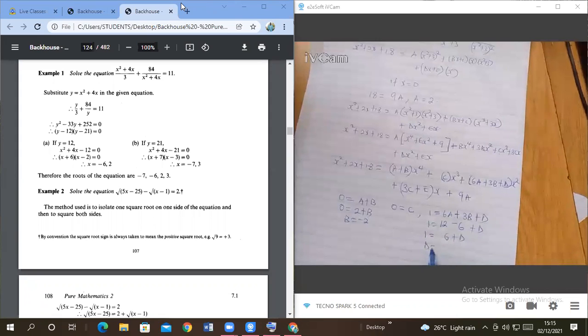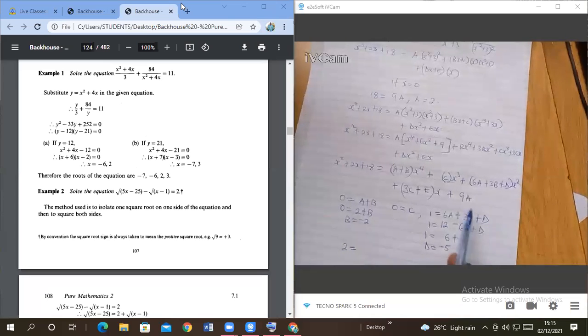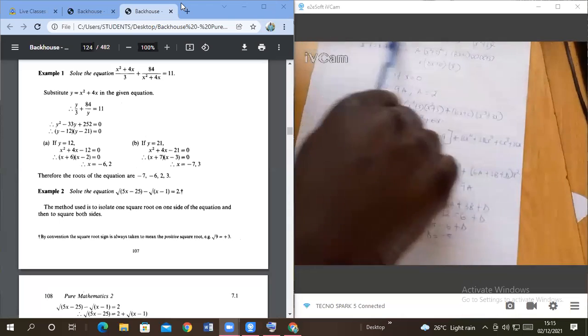What is D? Negative 5. Yes, this is negative 5. That's correct. Then what do we need? E. The terms in x, what is the coefficient of x this side? 2. So 2 is equal to, on the right-hand side, 3C plus E. But remember, we already got C to be 0, isn't it? Yes. So if C is 0, I have E being 2. So we simply substitute there.